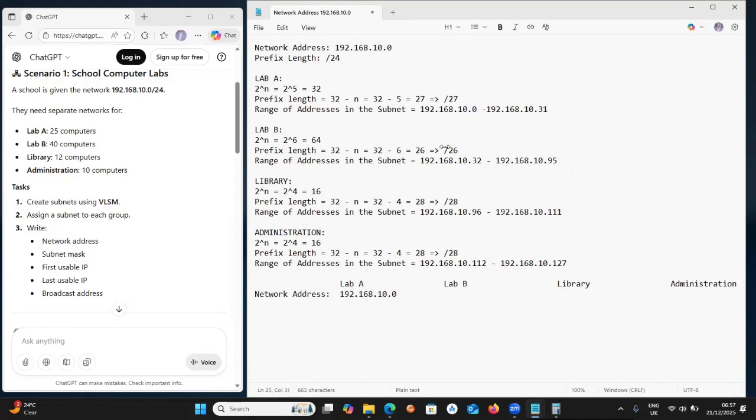The network address for lab B is the first address. Then the network address for library is the first address. And the network address for administration is the first address.